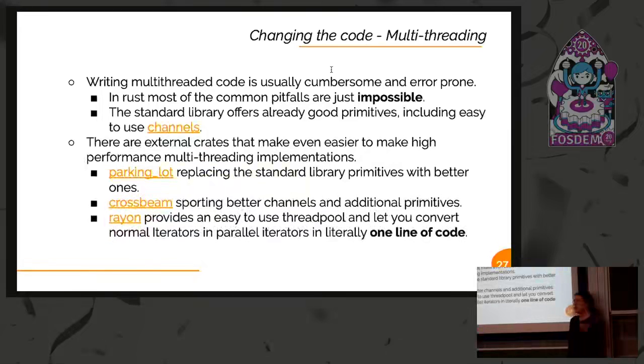Multithreading. Multithreading in C, pain. Multithreading in C++, utter pain. Most of the languages, once you start using multithreading, it means that you are going to spend the night on the debugger or trying to get valgrind to figure out what's going on. In Rust, most of the pitfalls are prevented by the compiler. The standard library does provide you most of the stuff that you want. You want more? We have more.